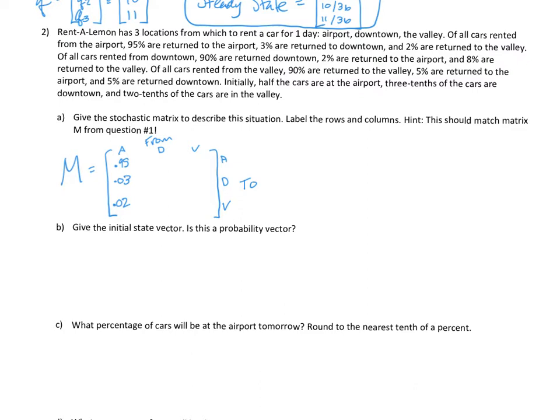Okay, of all cars rented from downtown, 90% are returned to downtown. So from D to D is 0.9. 2% to the airport. And 8% to the valley. And of all cars rented from the valley, 90% are returned to the valley. 5% to the airport. Oh, sorry, I misread that. And 5% to downtown. Okay.